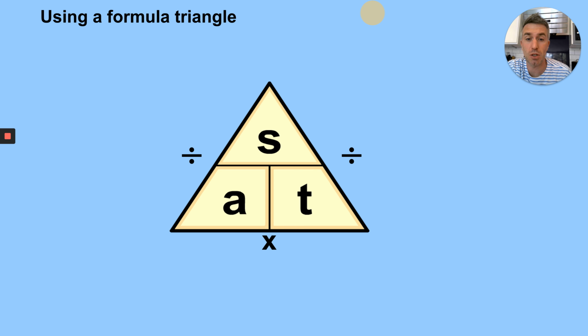And again, you can put this into the formula triangle, although that doesn't work all the time. But basically, A is acceleration, S is the change in velocity, and T is the time, although I might give some different letters later.